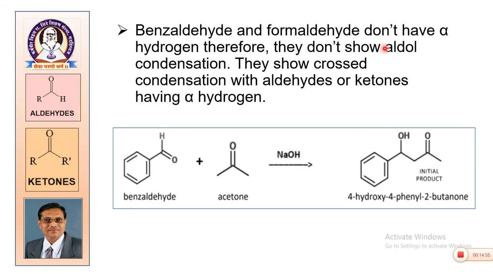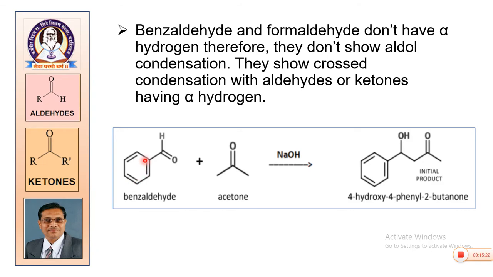Benzaldehyde and formaldehyde do not have alpha hydrogen. See carefully, this can be asked in the objective type question. Benzaldehyde is C6H5CHO, formaldehyde is HCHO. They don't have alpha hydrogen, therefore they do not show aldol condensation. But instead they show crossed aldol condensation with aldehydes or ketones having alpha hydrogen.